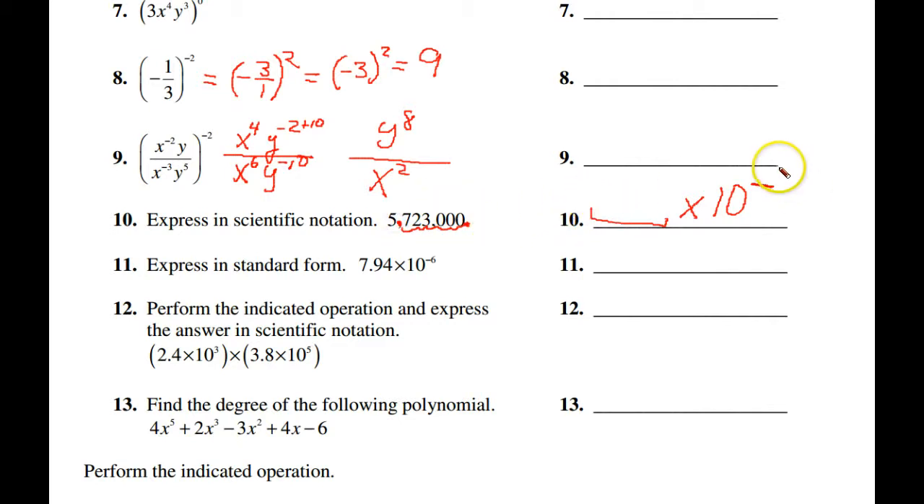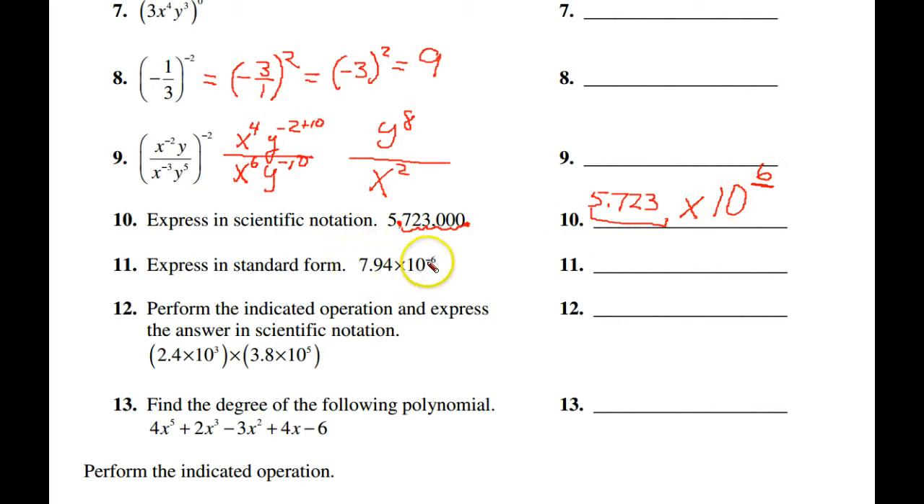And by the way, that is my exponent then. I moved it over 6 places, and my number is 5.723. And that is in scientific notation. A number between 1 and 10, and depending on the number of places I moved it over, that is my exponent. And big numbers have a positive exponent for 10.